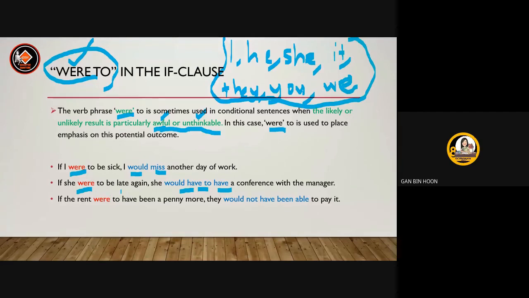Bermaksud jika dia lewat, dia terpaksa berjumpa dengan manager. Okay, so ini tak mungkin berlaku. So bila tak mungkin berlaku, you use were.